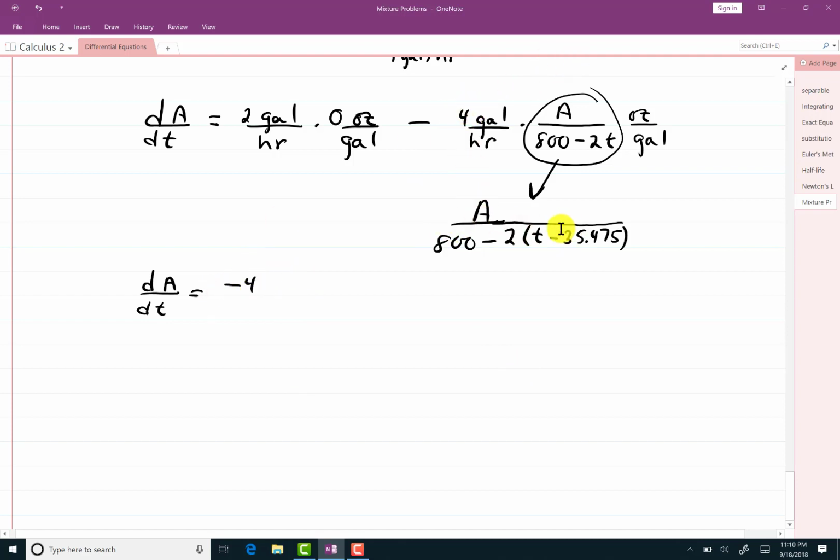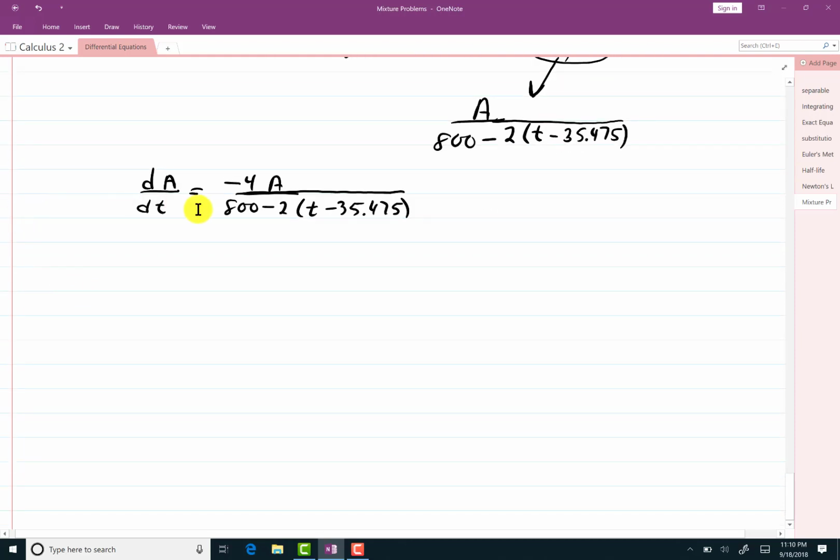This quantity here is not actually the one you want. You want this quantity here. So I get 4A divided by 800 minus 2 times T minus 35.475. Now, I can take out a negative 2 from the denominator and rewrite that. The numerator will be negative 4A. The denominator will be negative 2 times T minus 35.475 minus 400.